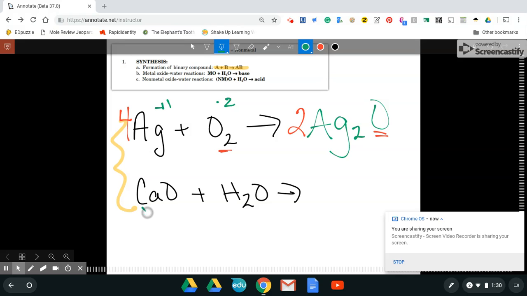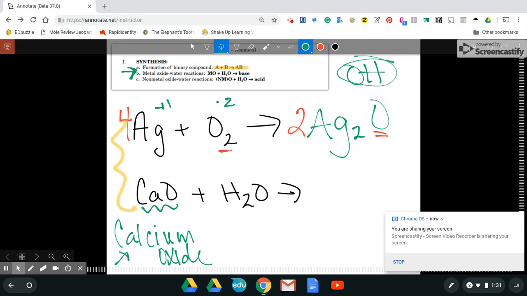So you've got CaO. This is calcium oxide. All right, so calcium is a metal. So right here, metal oxide with water forms a base. Bases always, like I told you today, end in OH. So put your metal, Ca, and then your base, OH.